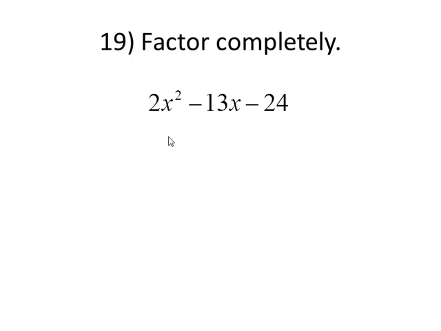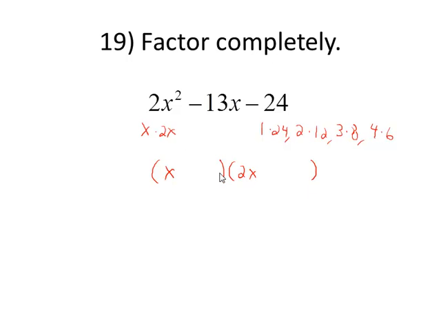Okay, here's the trouble. The leading coefficient's not a 1, but the 2 is not a common factor to all the terms. So we have to go by trial and error here. x times 2x is the only way to make 2x squared. 24 could be 1 and 24. It could be 2 and 12. It could be 3 and 8. And it could be 4 times 6. And we've got to mix and match until we find the right pairing. We do have some things in our favor here.